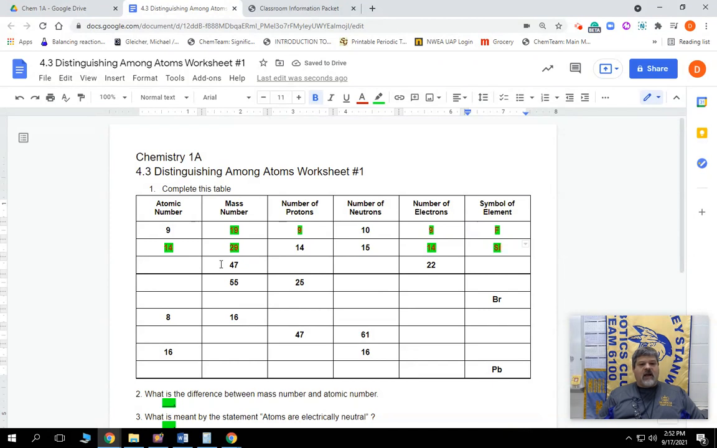So let's go ahead and go on to the next one. Okay, the next one is this one right here. And so we have this number right here for the number of electrons.